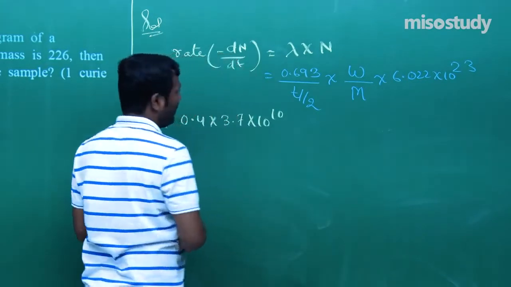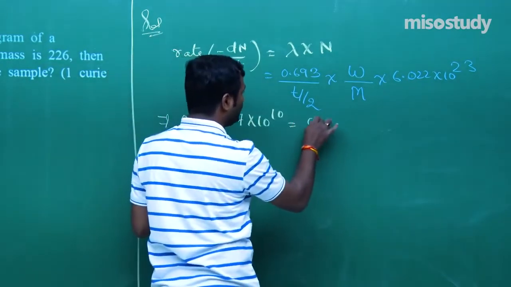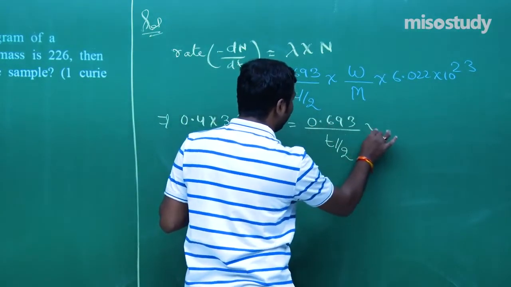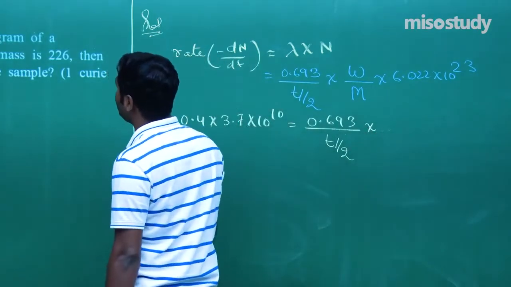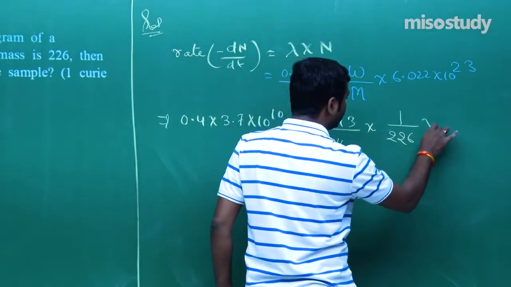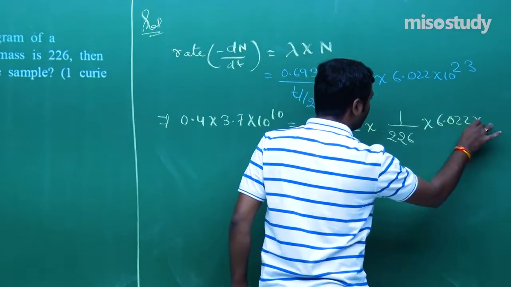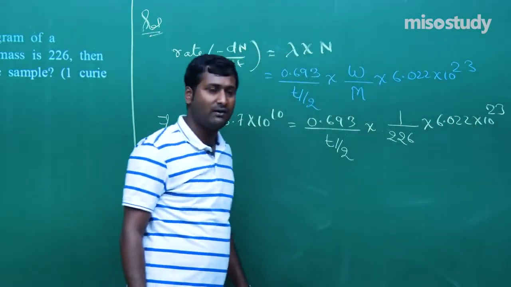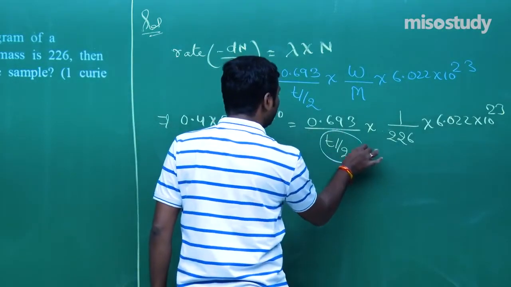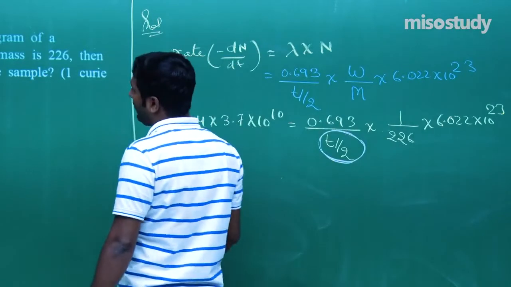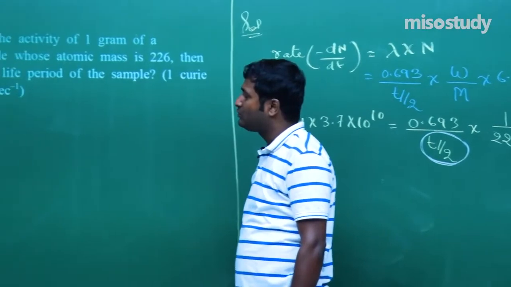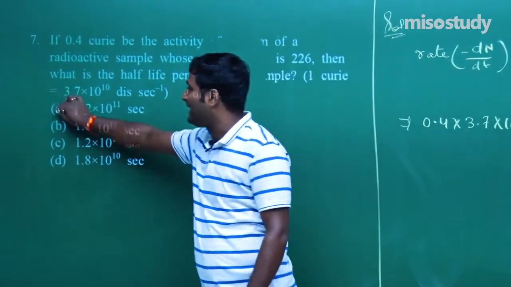Now after solving, put the value: 0.693 upon T half is equal to the given mass, which is 1 gram, so 1 upon 226 into 6.022 into 10 to the power 23. After solving, we get the value of T half, which will be around 1.2 into 10 to the power 11 seconds, option A.